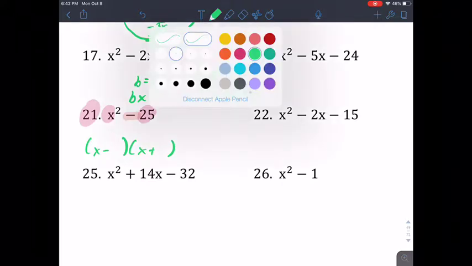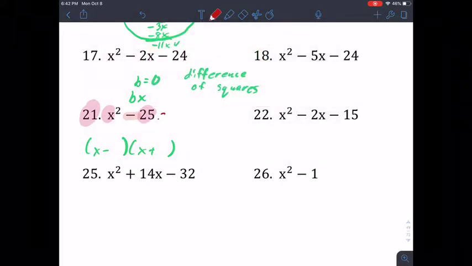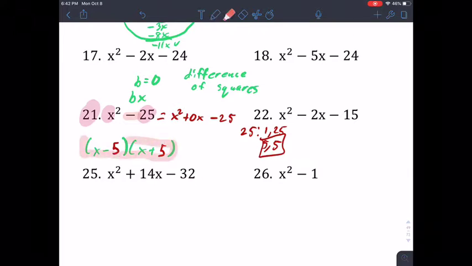So the best way I could describe it is rewrite this. We write it x squared plus 0x minus 25. And again, what two numbers multiply to 25 but give you 0? So 1 and 25, or 5 and 5. Well, if I add or subtract 1 and 25, that's not going to get me 0. But 5 and 5 does. If I subtract 5 with 5, I end up getting 0. So this is my solution.